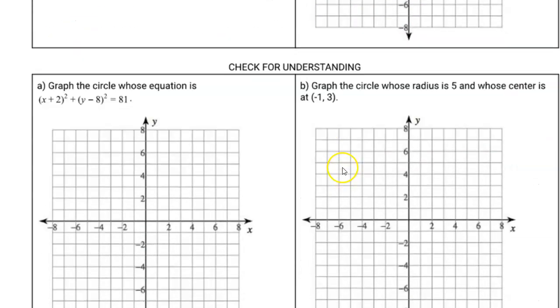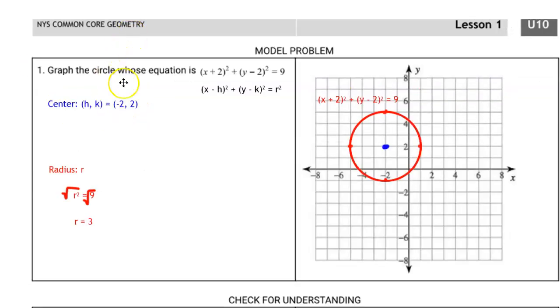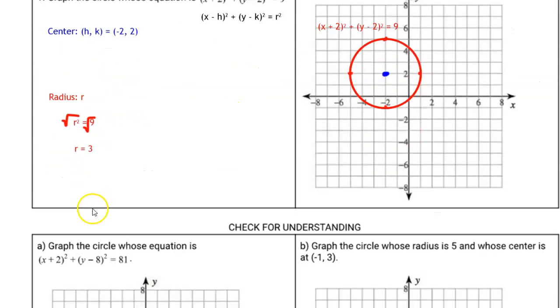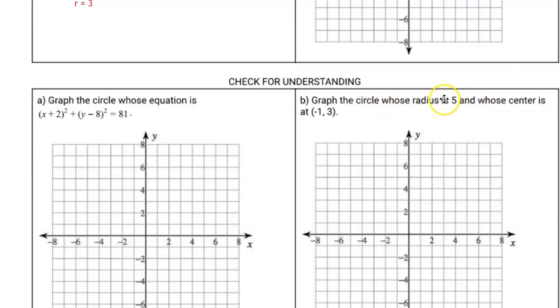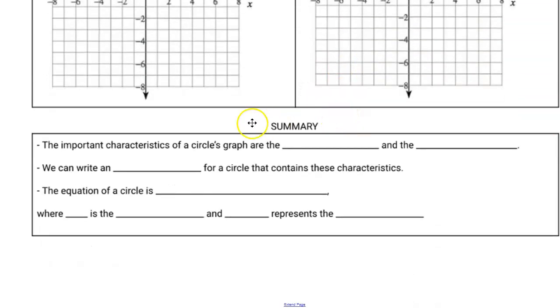In the check for understanding, you're going to be doing that twice. You're going to be doing it once when I give you the equation, and the equation is easily decoded. And once when you are given the radius and the center, which is maybe a little bit more straightforward, fewer steps. All right, in the summary, try to pause this video and fill in the blanks for the summary. It should be fairly straightforward, but if you don't remember, go back and watch the video one more time, and you should be able to fill these out right away.